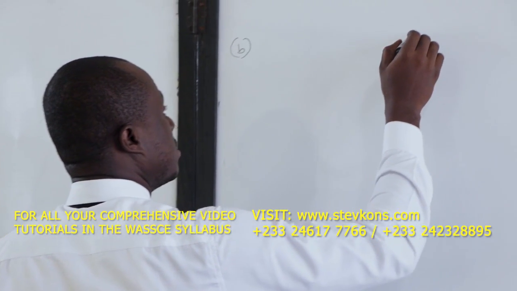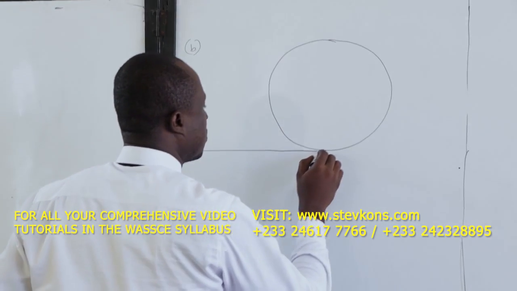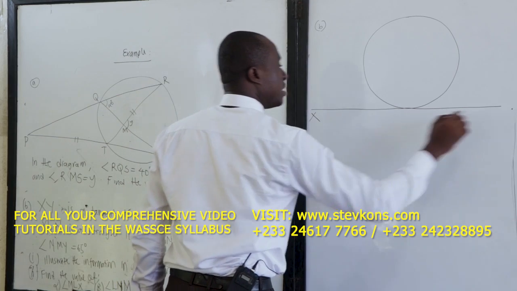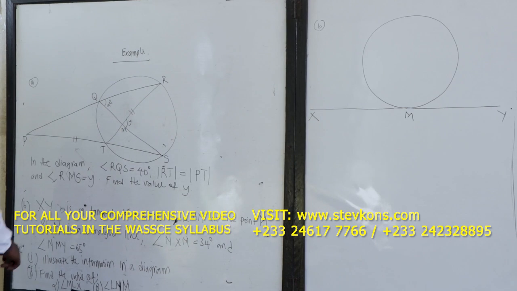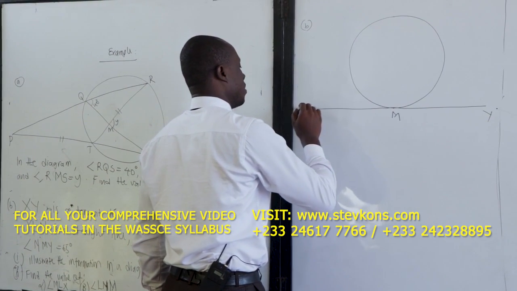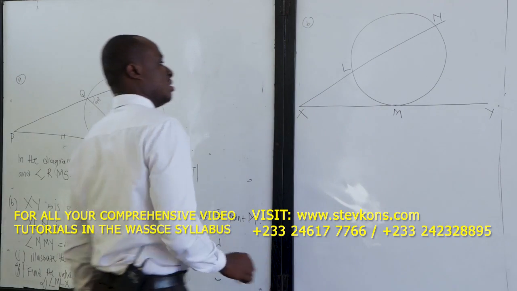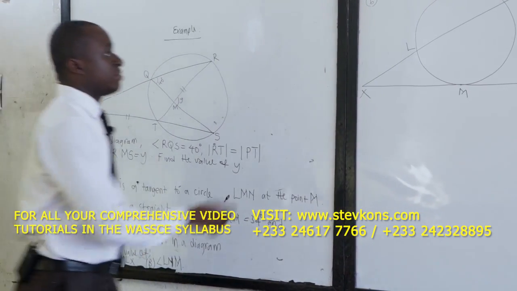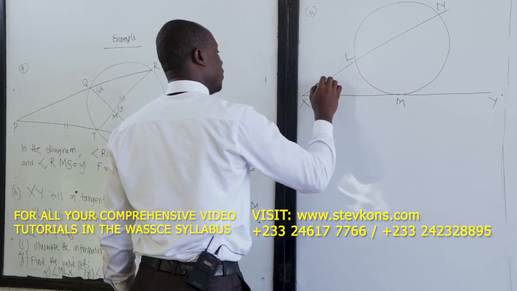So we have a circle, and we have a tangent. We have been told that XY is a tangent at M. And we are also told that XLN is a straight line. So let's suppose that we have X, L, N as a straight line. Now, we have been told that NXM is 34 degrees, so this place is 34 degrees.